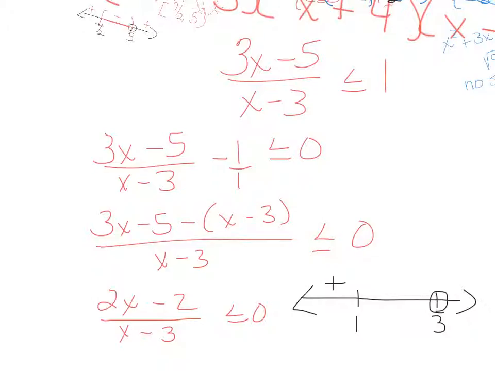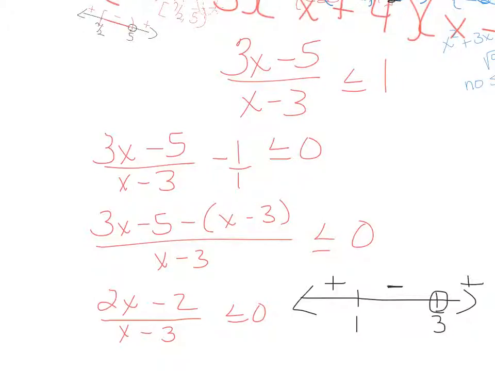If I choose 2, what do I get? Negative. Okay, and if I choose 4? Positive. Usually they will rotate like this, but they don't every time, so you need to check your intervals. So where is the solution to this?